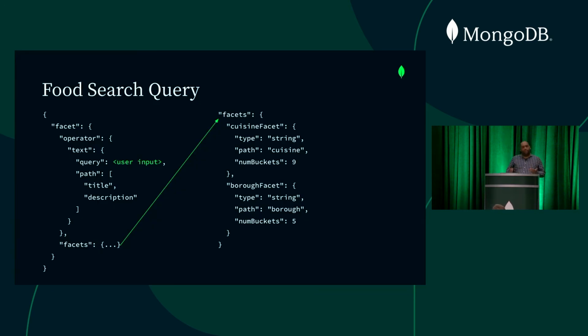To power the search example that we've been looking at so far, we'll have a query that looks something like this. Highlighted in green is where we'll inject the user input, and we'll search for that input in the paths in both the title and description fields of our documents. We also wanted to include two facets, the cuisine and borough facet. So we have a facets document, and we've defined these facets here on the right. The cuisine facet with 9 buckets, and the borough facet with 5.